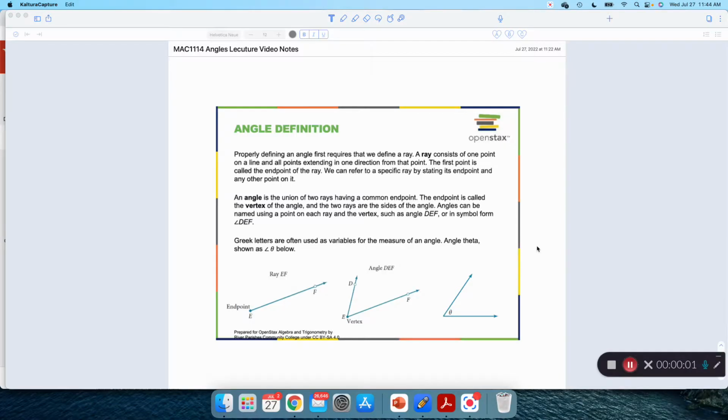Okay, let's talk about angles. Everybody's had high school geometry, so you know what angles are, but here is a formal definition. You can read this if you want, but you know what an angle is. Two rays come together with a common vertex, and we call the angle this region in between the two rays. Now, that's the high school geometry version.